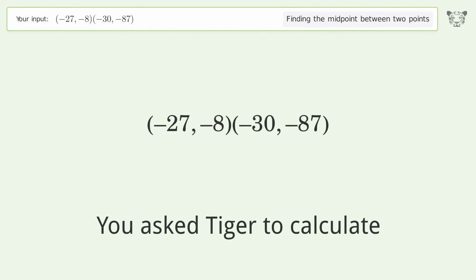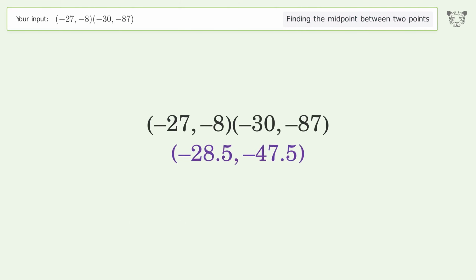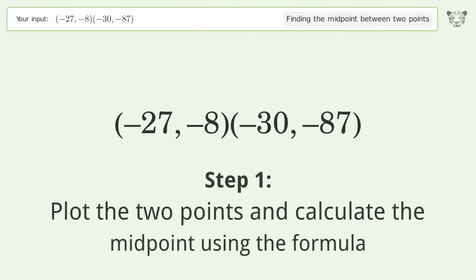You ask Tiger to calculate. This deals with finding the midpoint between 2 points. The midpoint between the 2 points is -28.5, -47.5. Let's solve it step by step. Plot the 2 points and calculate the midpoint using the formula.